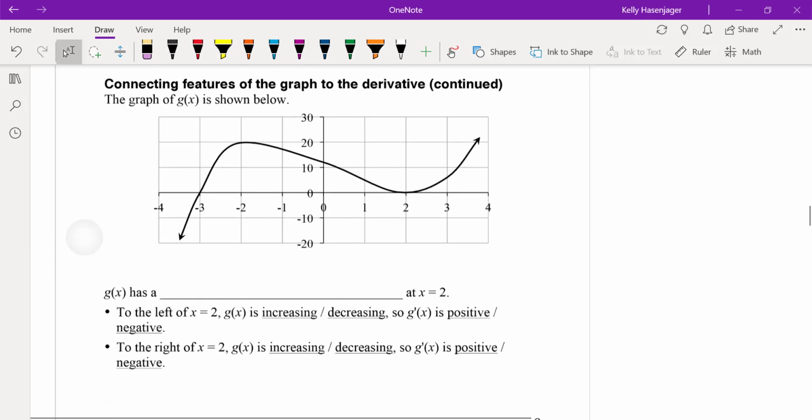All right, so on this next portion, it's asking us to look at the x value 2. So at the x value 2, we see that we have a relative minimum because it is lower than the points around it.